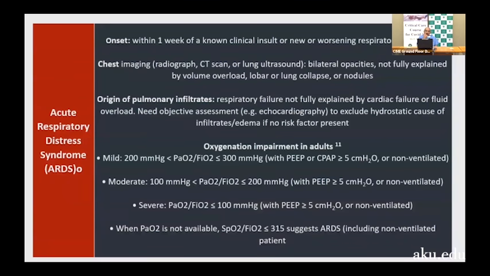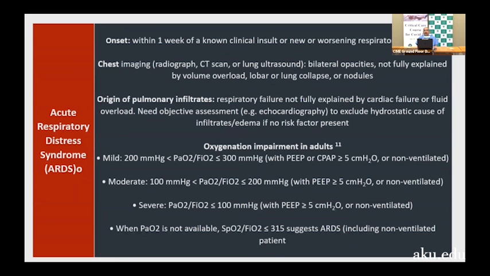And this is the complicated form, the severe form of COVID-19 pneumonia, when you have acute respiratory distress syndrome. I'm just showing you the definition, the Berlin criteria of acute respiratory distress syndrome.